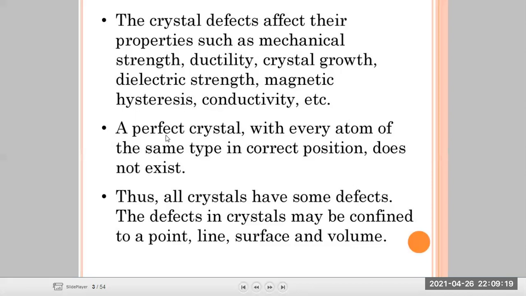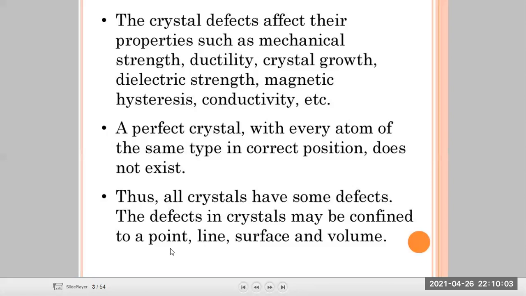As you know, in the perfect crystal every atom will be in a particular position, and this is a theoretical assumption. We say that is called perfect, but there is nothing which is perfect, right? So practically all crystals have some defects, and these defects may be confined to a particular point. If there is a crystal in the shape of a cube, and at a corner the constituent particles are not arranged in a regular fashion, at that point only we say the defect is a point defect.